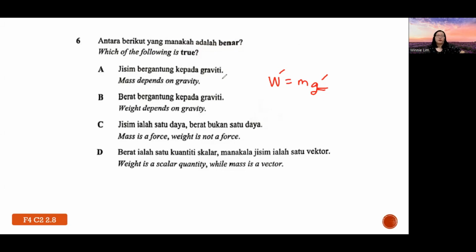Mass depends on gravity. No, right? Weight depends on gravity. Yes. And then mass is a force, weight is not a force. Wrong. Mass is actually a base quantity, but weight is a force. So this idea is wrong. And then weight is scalar, mass is vector, also the wrong way around. Yeah, so our answer is B.